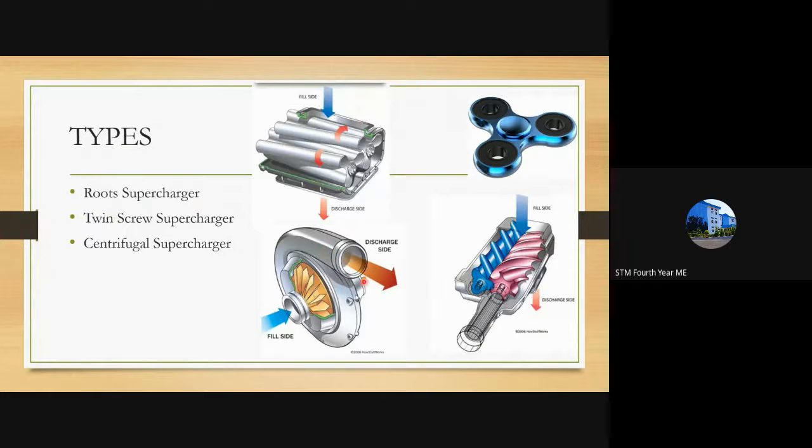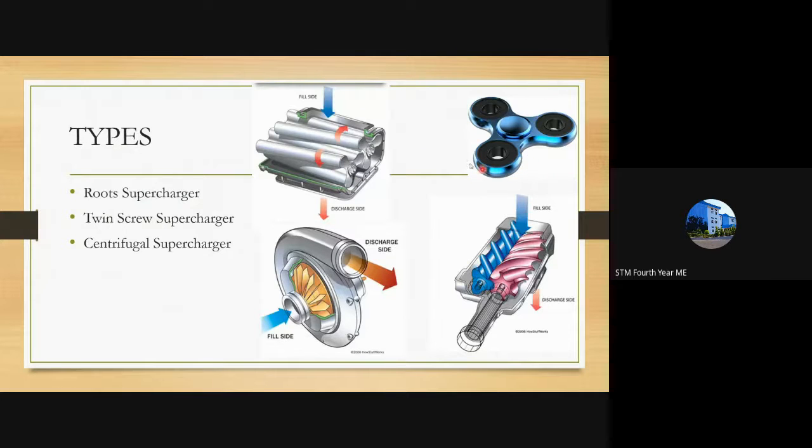Most commonly used is the centrifugal supercharger. Okay, next one is the roots supercharger. So I have shown you how the roots supercharger is being seen. So this is the roots section. You can see how it is shaped in a specific manner. It is shaped almost the same as this thing.